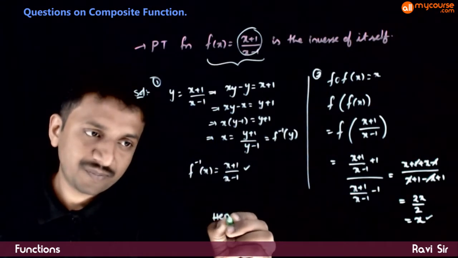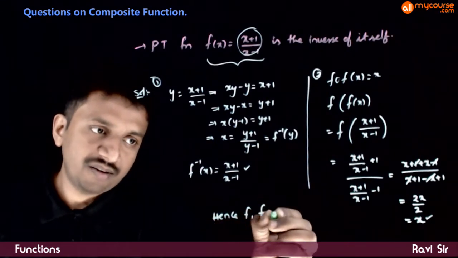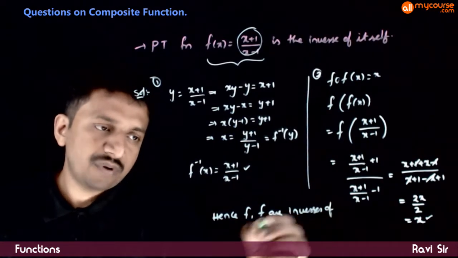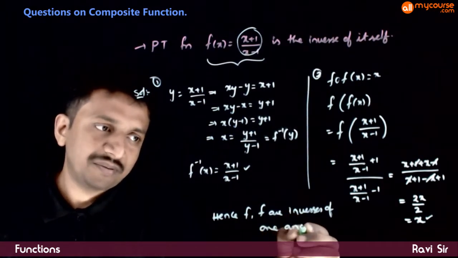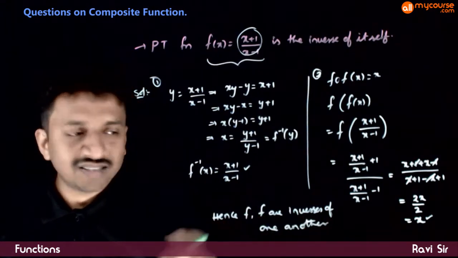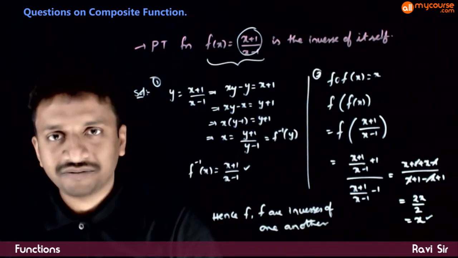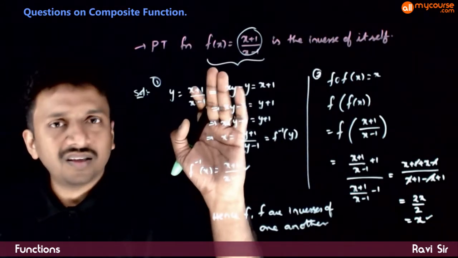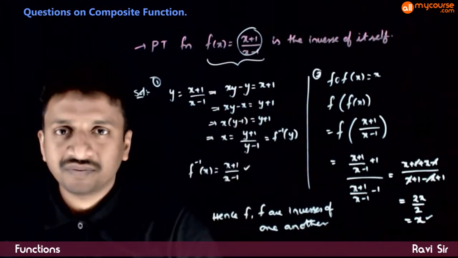Hence, f and f are inverses of one another. This f is the inverse of itself. So these are the two ways in which you can prove that a function is the inverse of itself.